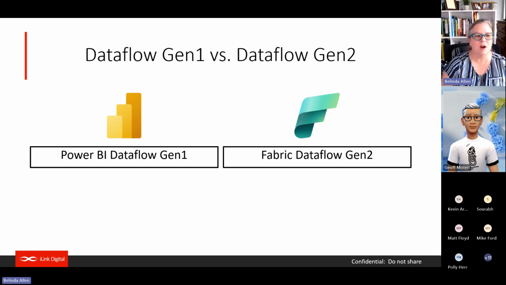And the first thing that I want to talk about is the Gen 1 versus Gen 2 thing. So in Power BI, there are data flows as an option in the Power BI service where you can create a data flow. That's data flow Gen 1. There are also data flows in Fabric itself, data flow Gen 2, and that's what we're going to be looking at.